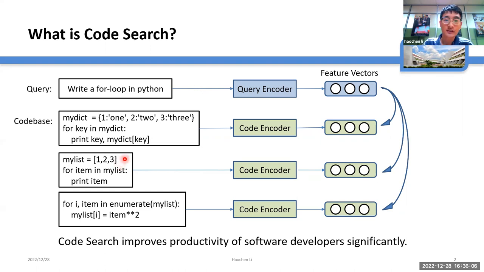We first use a neural query encoder to encode the query into feature vectors, and correspondingly, we use another code encoder to embed all of the code fragments in the code base into their corresponding feature vectors. And then, since we now have the feature vectors of queries and codes, we could calculate the similarities between these vectors, like using cosine similarity or inner product. Code search is very important in software development because it could improve the productivity of software developers significantly.